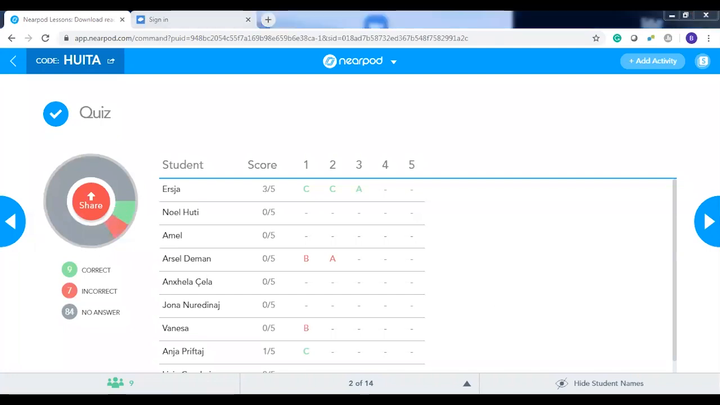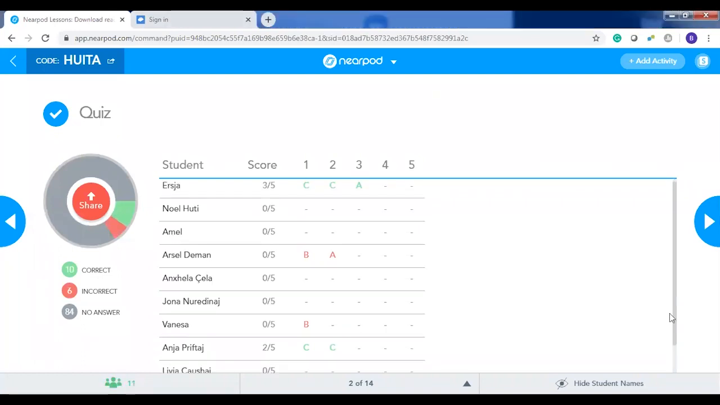Okay, so at the beginning you have a quiz to do. It is very simple. It's about the last lesson that we have learned together.